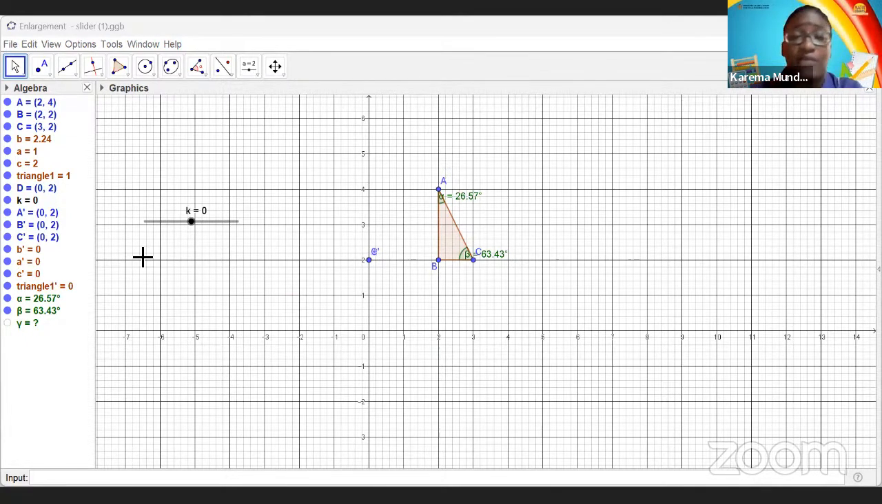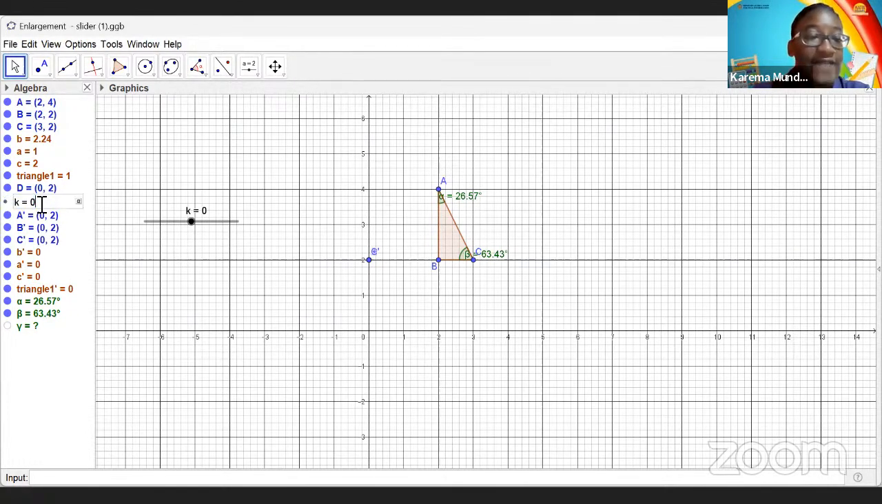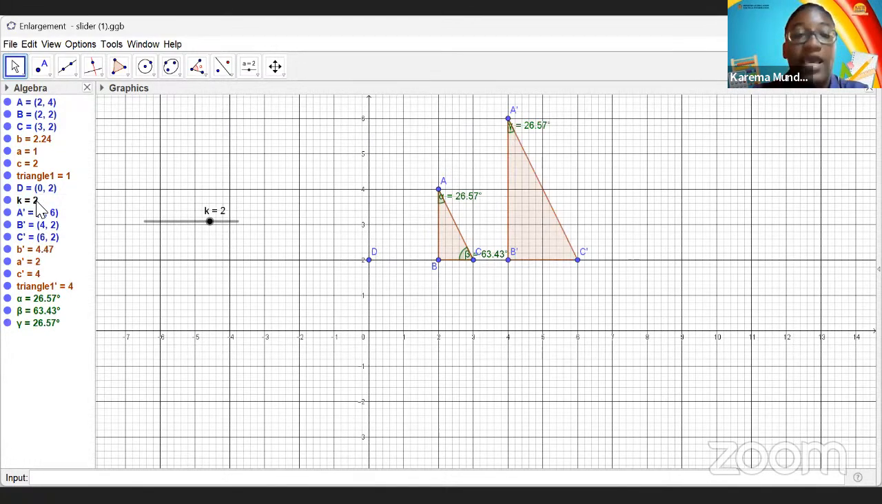Now, the first thing I'm going to do is to enlarge this triangle. If you notice, there's a K value there. It's currently set at 0. I'm going to be enlarging this triangle using a scale factor of 2. And you're going to look and tell me, what is it that you are noticing about this image?